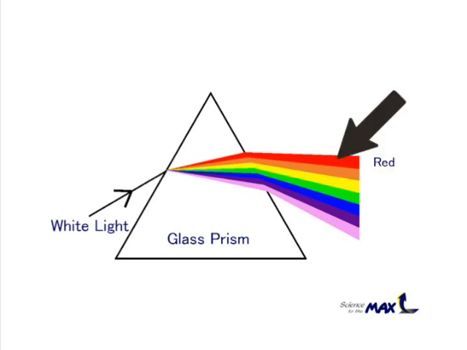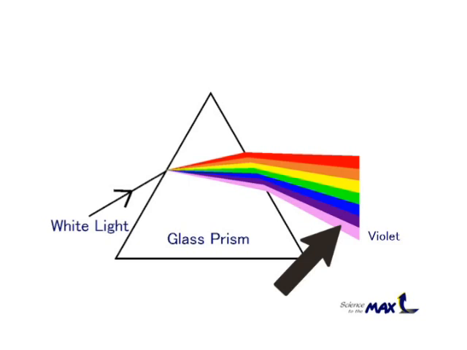This is because the light is refracted. Red light has the longest wavelength and the lowest frequency, and therefore travels faster through the prism. It is refracted the least. Violet light has the shortest wavelength and the highest frequency, and therefore travels slower through the prism. It is refracted the most.